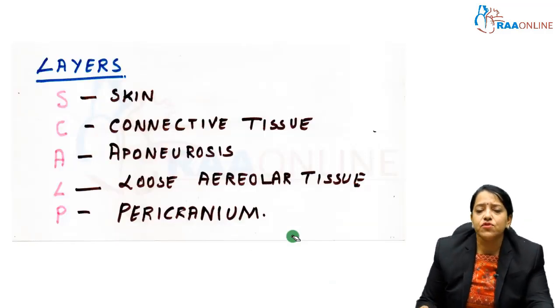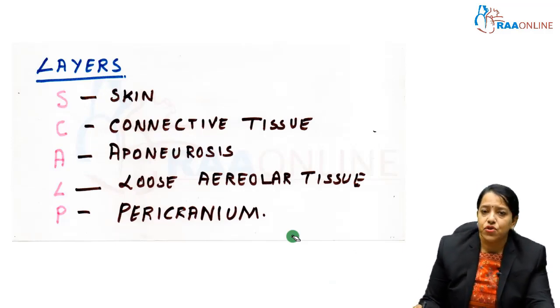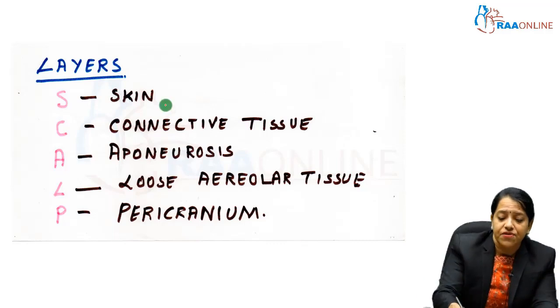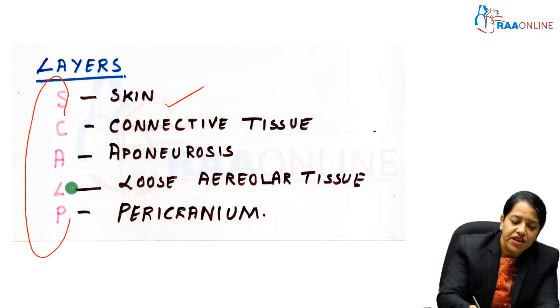Now let's come to the other part of the answer. We are talking about the layers of the scalp. You have the skin, which is the first layer of the scalp when you come from superficial to deep. Then we have the connective tissue, then we have the aponeurosis, then we have the fourth layer or the loose areolar tissue, and P is the pericranium, which is just above the skull bone. Now how do we remember this? It is very easy to remember.